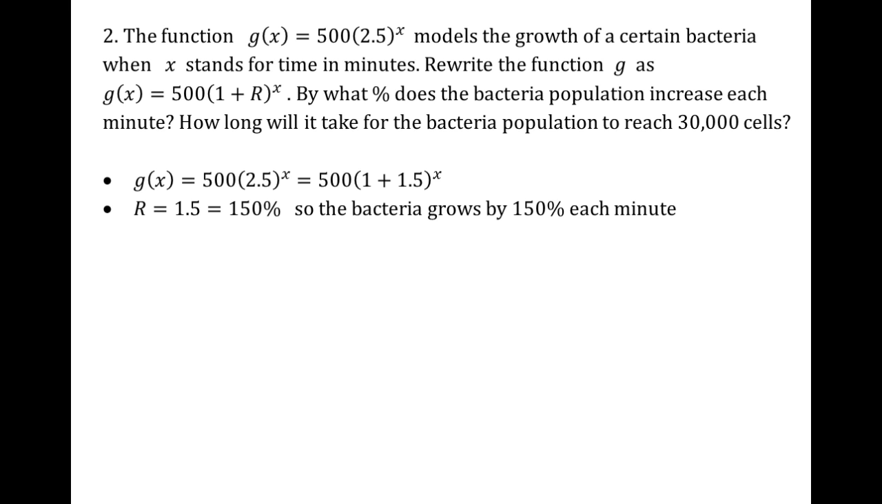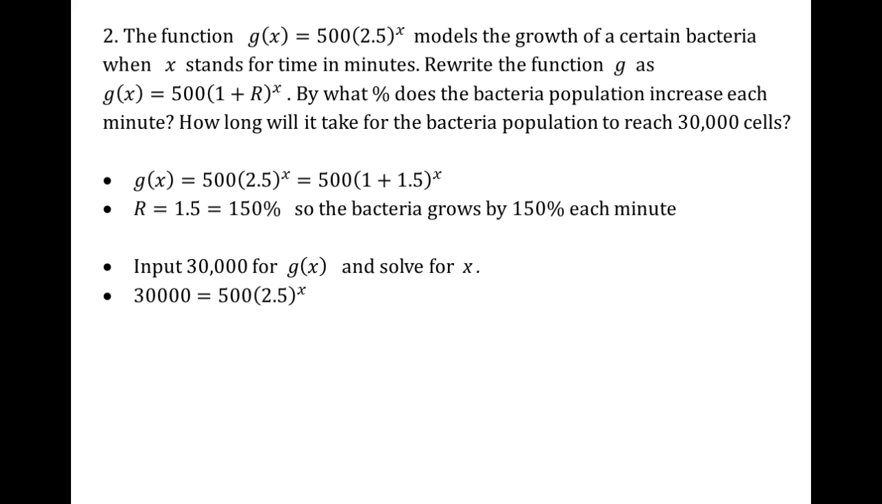Now the second part of the problem wanted us to find out how long it is going to take for the population to reach 30,000 cells. In this case, we want to input the number 30,000 not for x, because that stands for time, but for g of x, and then solve the equation for x. To do that, we're going to isolate the expression that's involving the x. That is only the 2.5 to the x, right? The exponent x in this case does not affect the 500. So we're going to divide both sides by 500, then simplify to get that 60 equals 2.5 raised to the x power, or 2.5 to the x power equals 60.